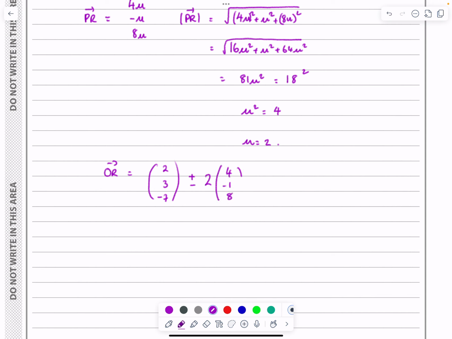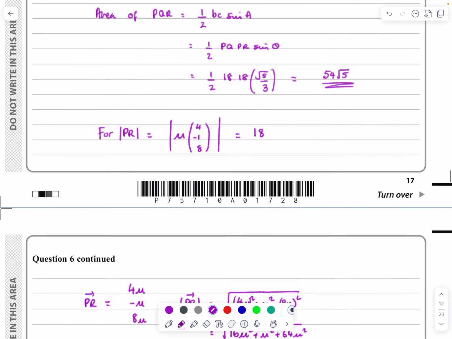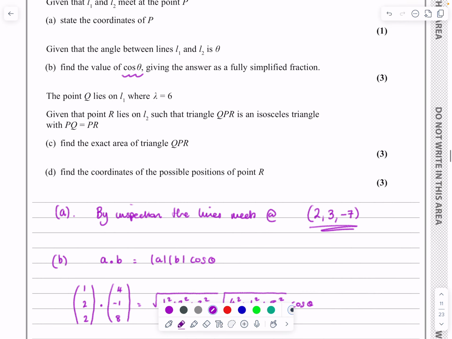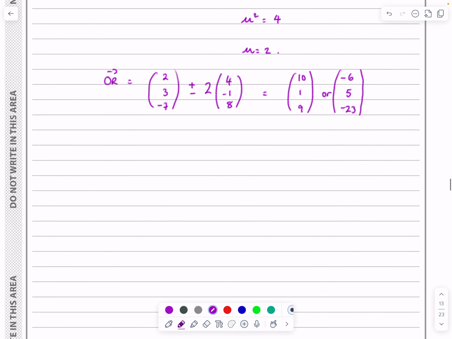It either works out to be equal to (10, 1, 9), or it works out to be equal to (minus 6, 5, minus 23). Now what did they want? Did they want the vectors, or more likely the coordinates? So yeah, the coordinates of that. So that means that R and R dash respectively are (10, 1, 9) and (minus 6, 5, minus 23).